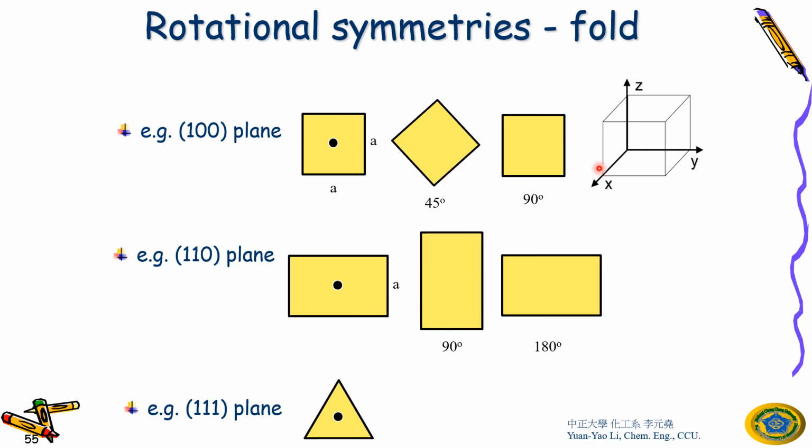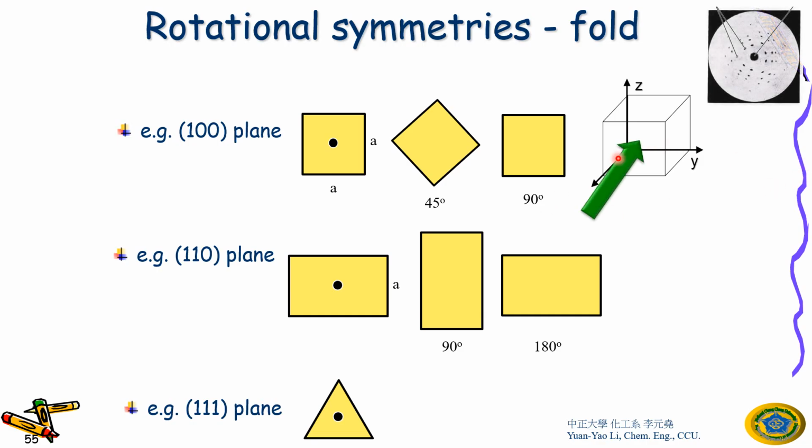Let's take a look at the same material with rotational symmetry, which we call fold. Assume we have a BCC material with a unit cell like this, the same one. So the X-ray shoots from this direction.